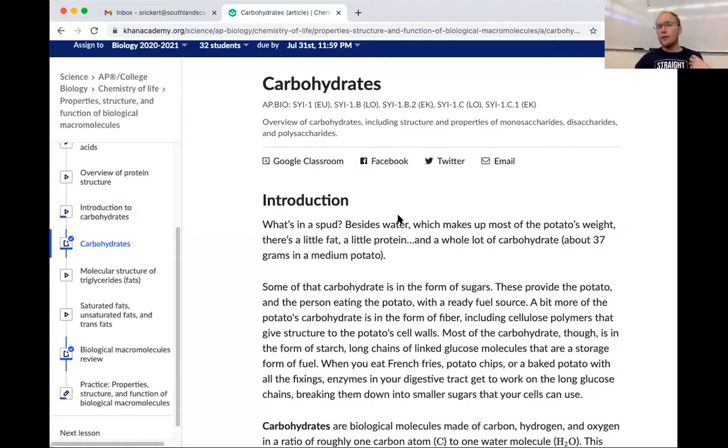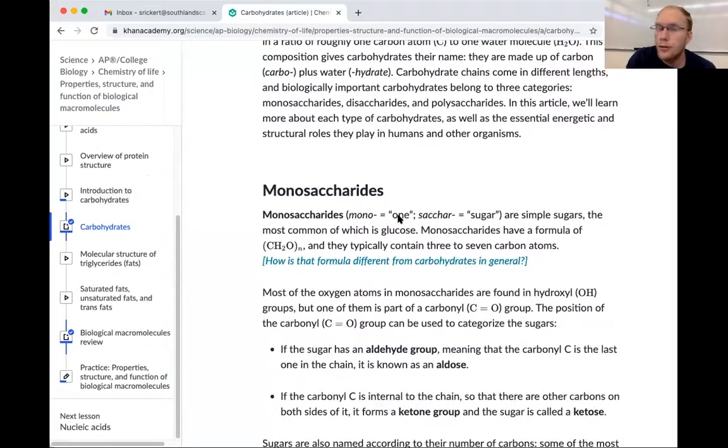Again, nice shout out to Khan Academy. They have a very good article on this, so I would encourage you to go read the whole thing. Their AP Bio page is very helpful. They give you lots of useful information. Not everything's necessarily going to be on the test, but everything is useful to helping you understand.